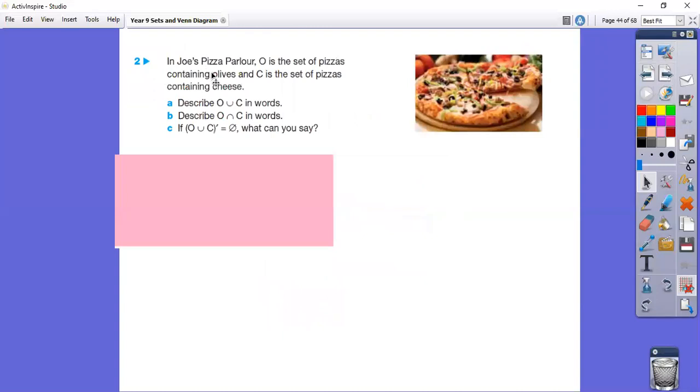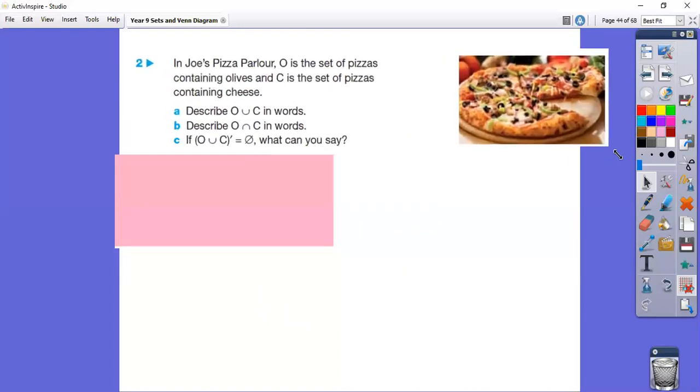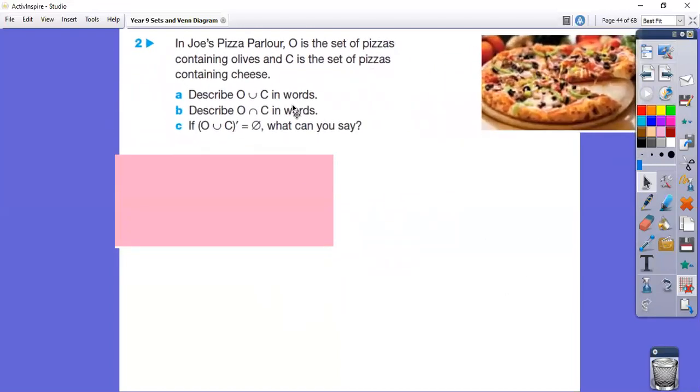Moving on to the next question. In Joe's pizza parlor, O is a set of pizzas containing olives, and C is a set of pizzas containing cheese. So part A is describe O union C in words, part B describe O intersect C in words, and if the set O intersect C is not an empty set, what can you say? Again, pause here if you want to before looking at the solution.